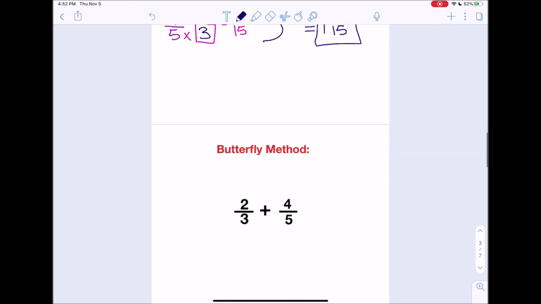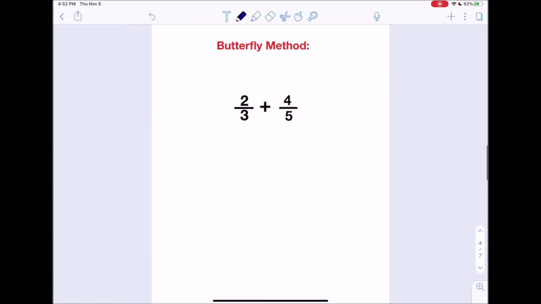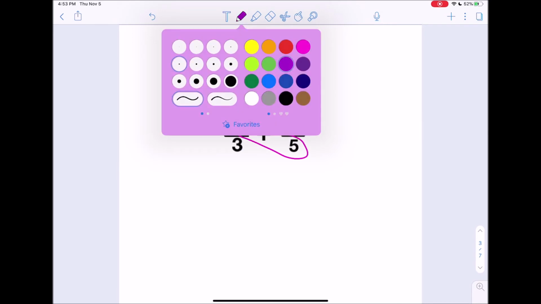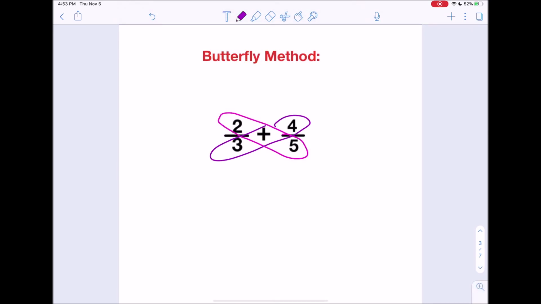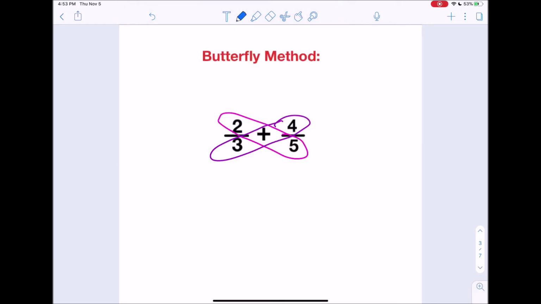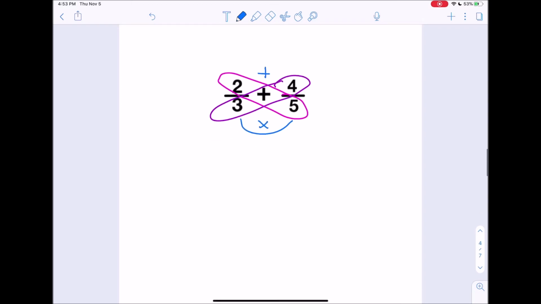All right, let's take a look at the second method. The second method is called the butterfly method. Now, this method is different. The butterfly method is when you multiply the numbers across from each other, and then you add them together, and you multiply the two numbers on the bottom for your denominator. So what does that look like? I'll go ahead and use a specific color for the different parts so you can see where I'm getting them.